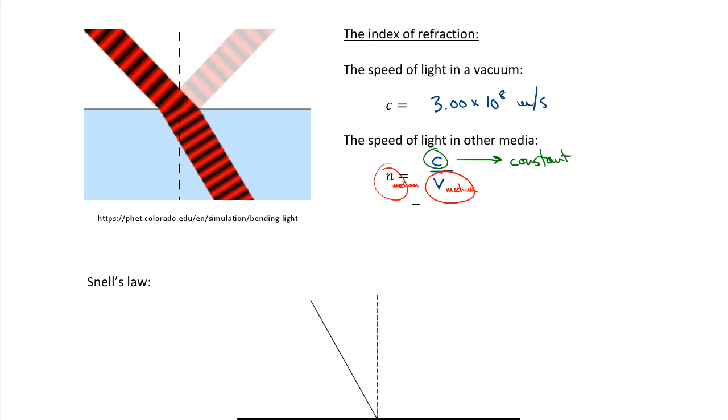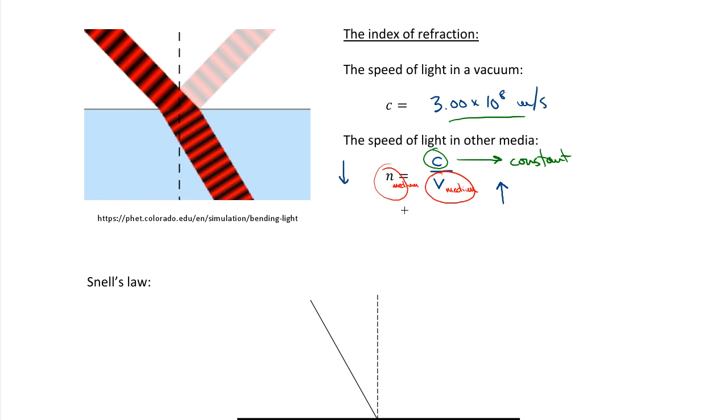So if I want to find the index of refraction for a given medium, I take this number, 3 times 10 to the 8 meters per second, and I divide it by the speed of light in the medium. Or if I'm given the index of refraction, I can rearrange this equation to solve for the speed of light in that medium. And you can see that because v, the speed of light in the medium, is in the denominator, as we get faster media, faster v, then n is going to come down. So a smaller value of n means a faster medium.